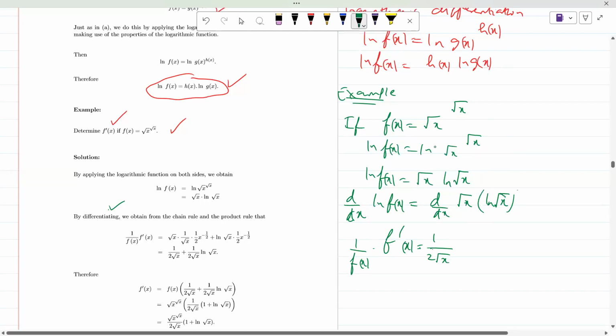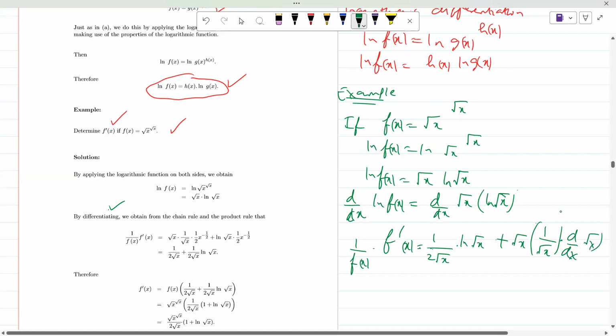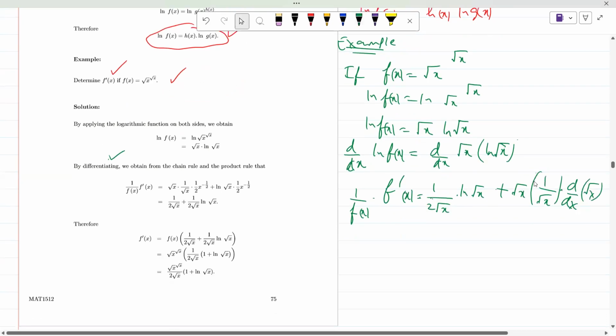Since it's a product of two functions, you leave one function uninterrupted, so you leave the natural log of x, plus the square root of x, and you find the derivative of the natural log. How do you differentiate the natural log? You always say 1 over the function times the derivative of the square root of x. So at this point, we have this 1 over this one.